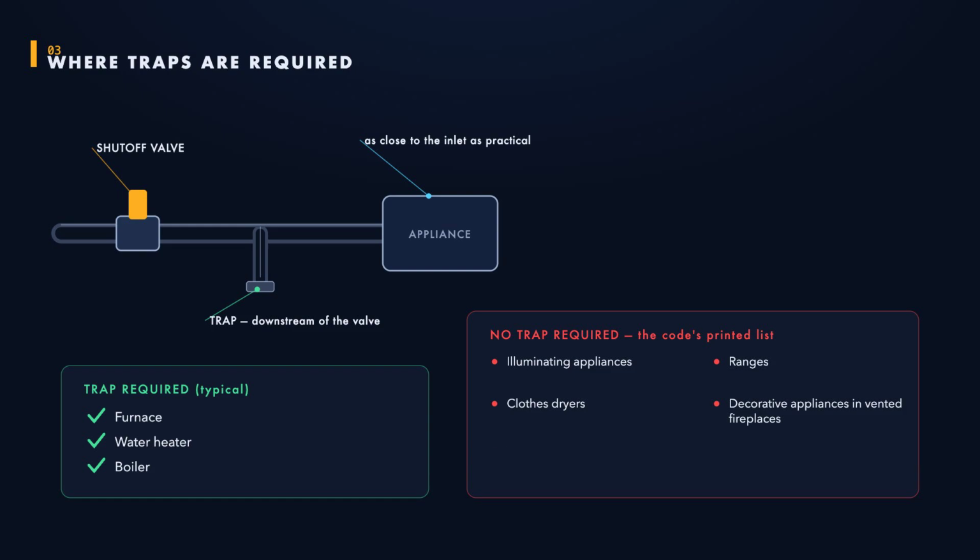But the code also lists appliances that do not require a sediment trap: illuminating appliances, ranges, clothes dryers, decorative appliances installed in vented fireplaces, gas fireplaces, and outdoor gas grills. Learn that list the way it is printed, and when in doubt, install the trap.